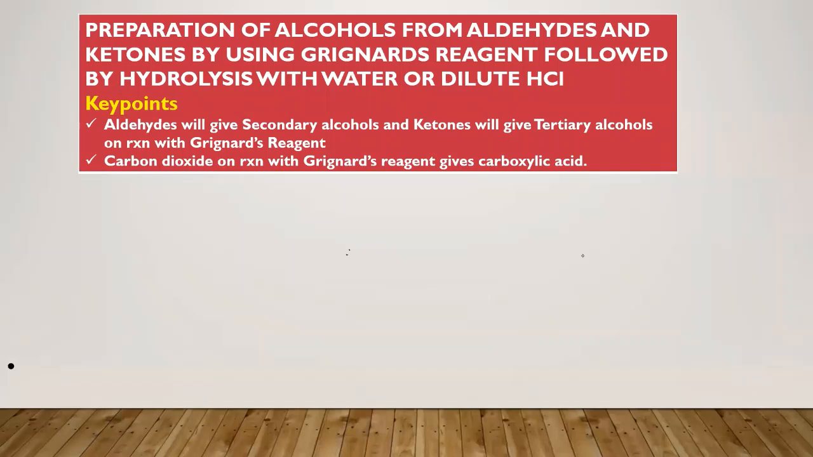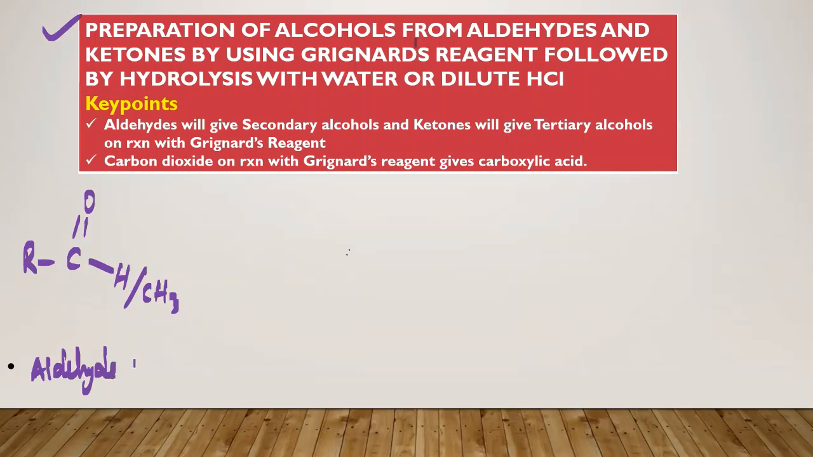Dear students, let us see how to prepare alcohols from aldehydes and ketones by using Grignard's reagent followed by hydrolysis with water or dilute HCl. So let us take aldehydes or ketones. So my dear friends, we have here R, C double bond O, then we have H here. If you replace H by CH3 group, it will become your ketone. So we are taking here an aldehyde, or you can say you are taking a ketone.